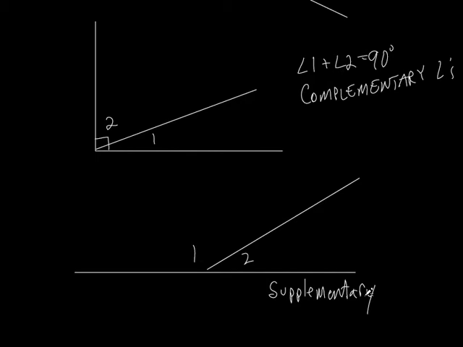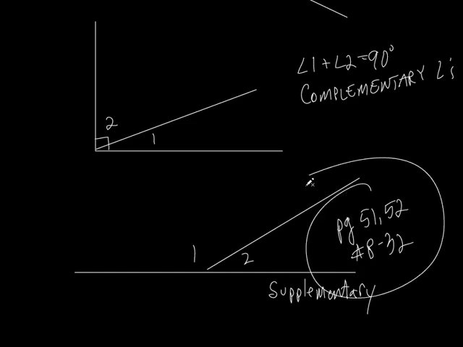All right, let me give you a few problems to do, and then you can go. Pages 51 and 52. We're doing 8 to 32. But most of these you just look at it and say, oh, that's complementary, that's vertical, that's supplementary. You know, it's that kind of stuff. All right, there you go.